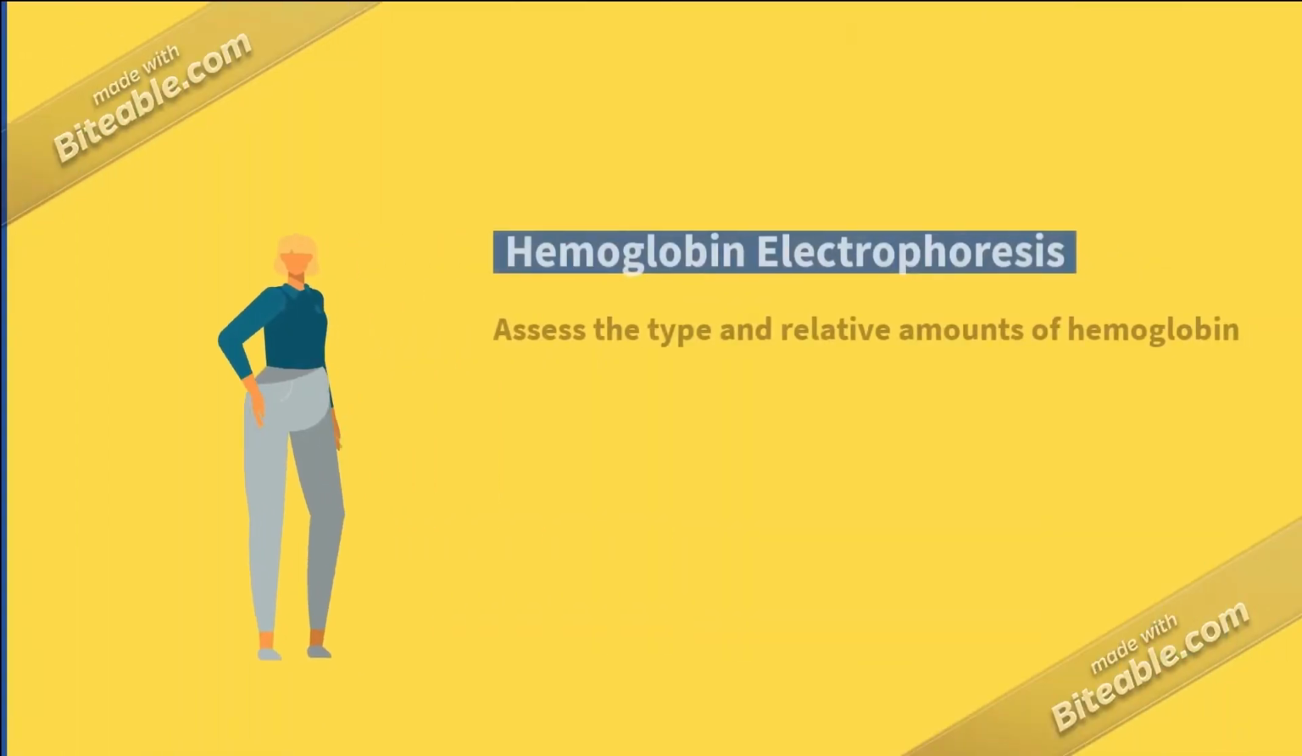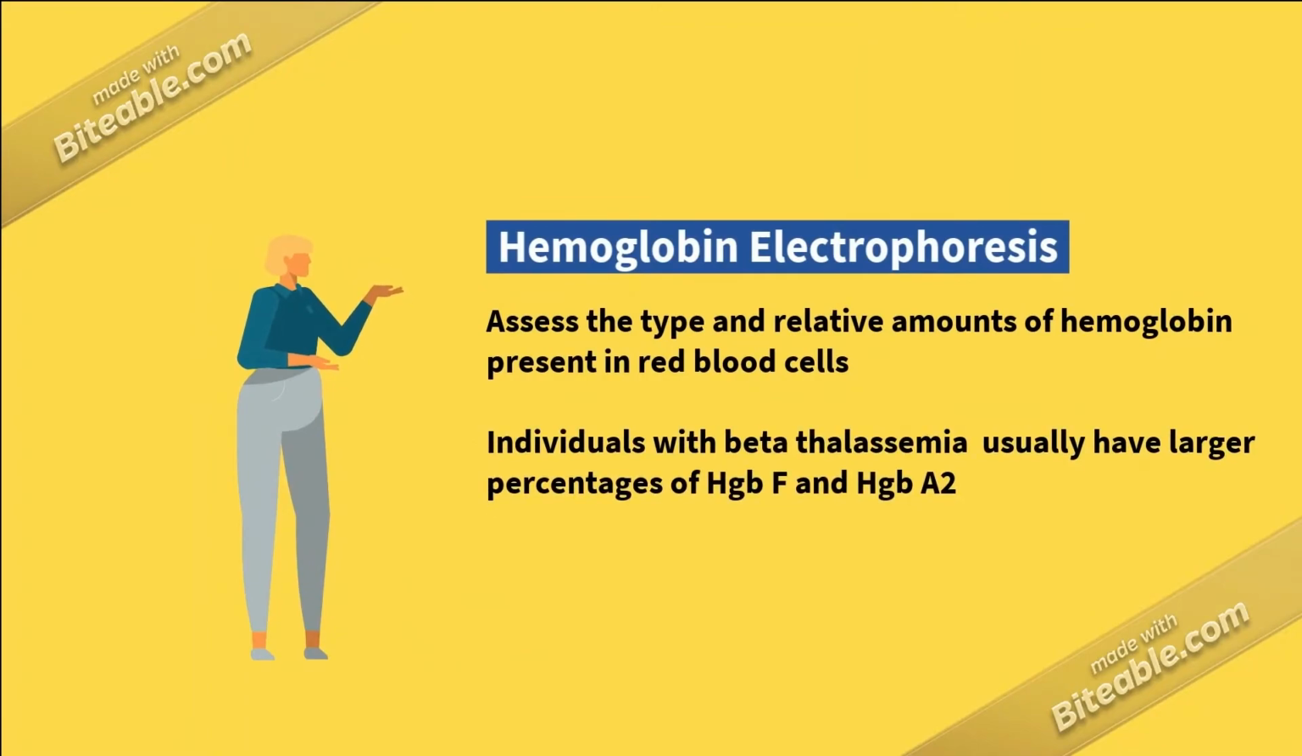The next test is hemoglobin electrophoresis. This test is to assess the type and relative amounts of hemoglobin present in red blood cells. Individuals with beta thalassemia usually have larger percentages of hemoglobin F and hemoglobin A2.